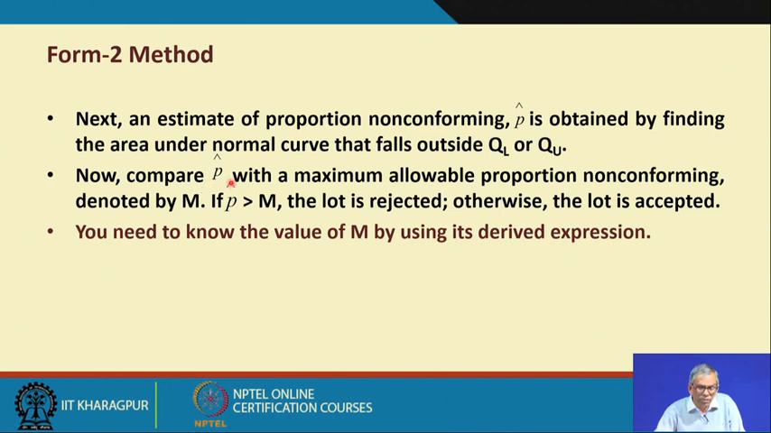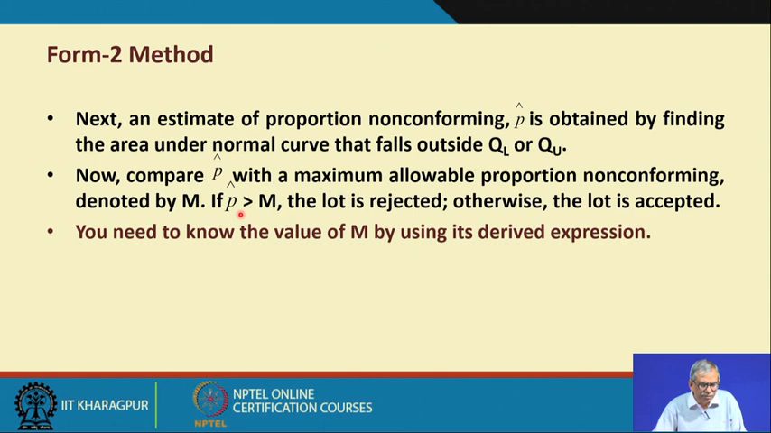Now compare P hat with a maximum allowable proportion non-conforming denoted by M. So now we have defined what is capital M. Capital M is maximum allowable proportion non-conforming. Is it okay? So how do you get this value? Obviously I will explain the procedure. So when you take up an example, we'll apply that procedure also.